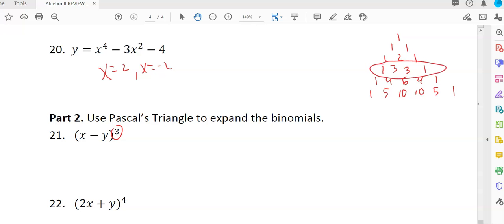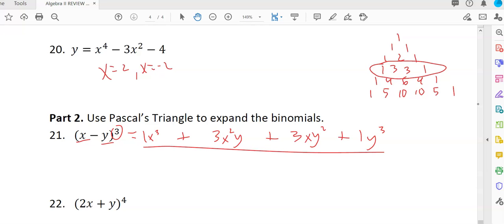So I'm using this 1, 3, 3, 1. First one to the highest power, so x to the third, x squared, x to the first, x. The last one starts on the back end, so y to the third, y squared, y to the first, and then a constant. And we pretty much have it. We don't have to simplify that much at all.